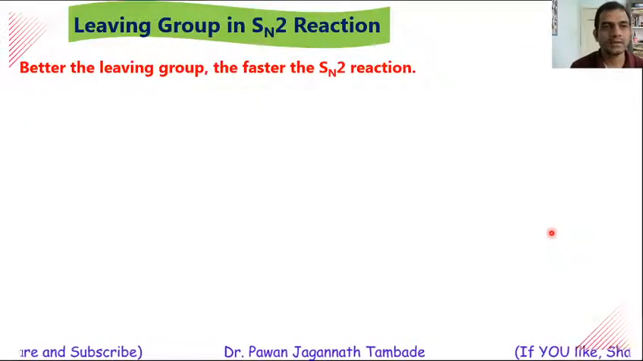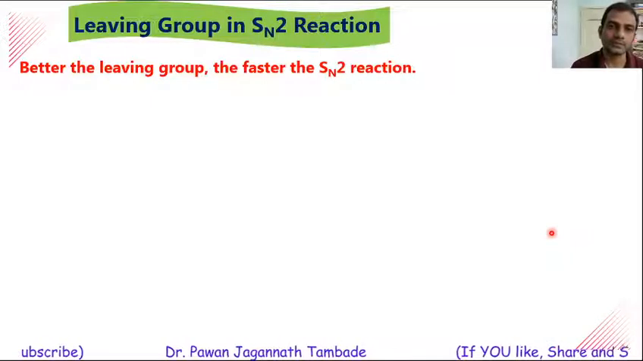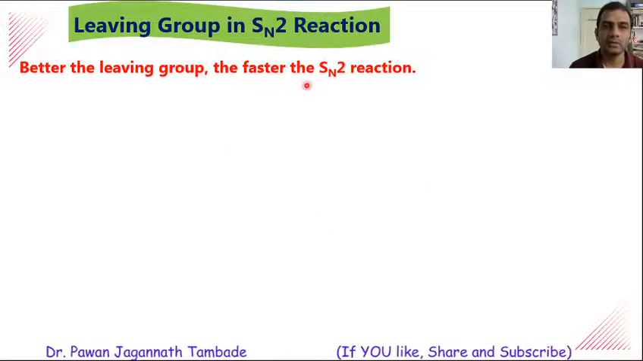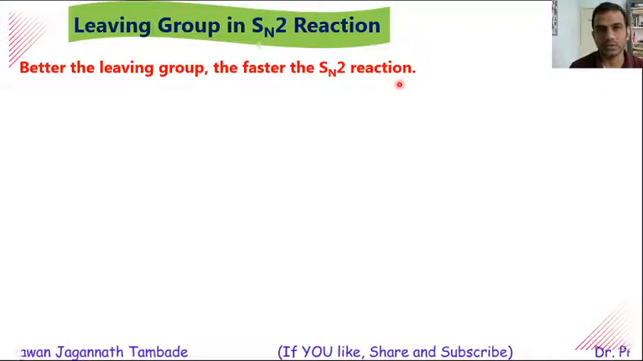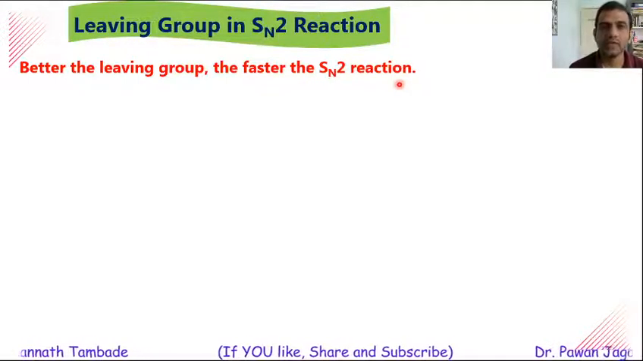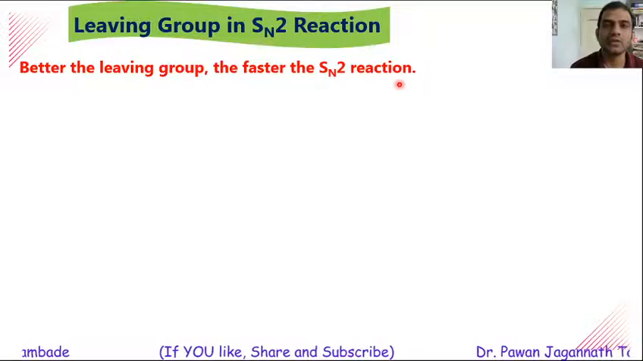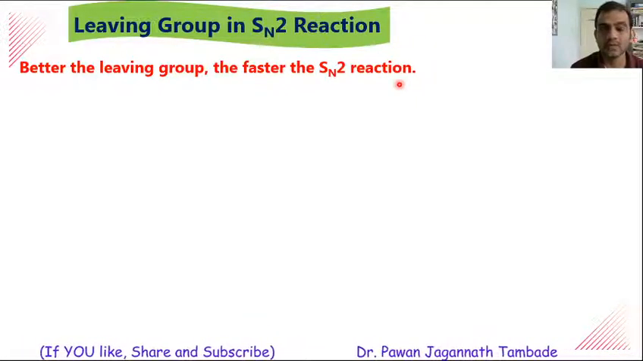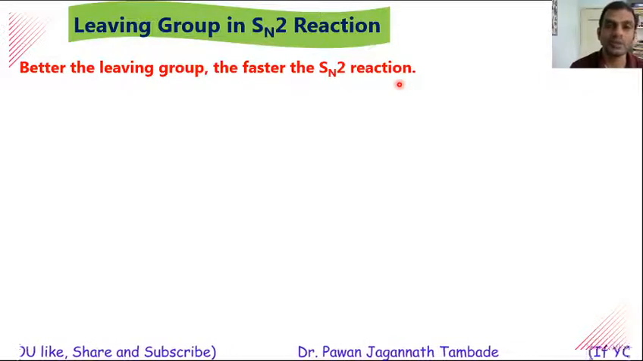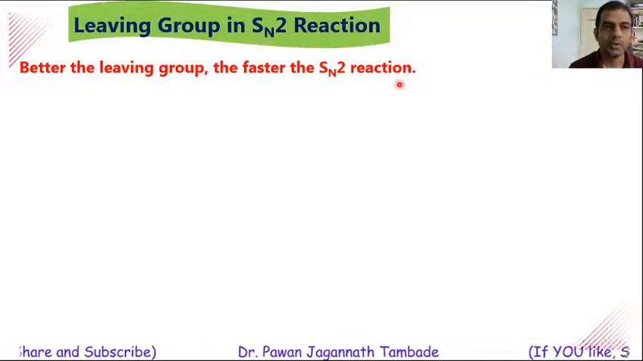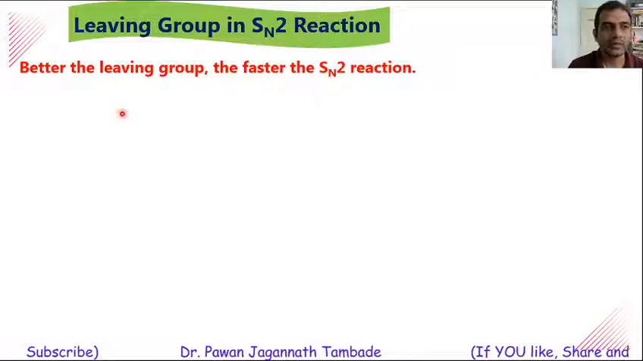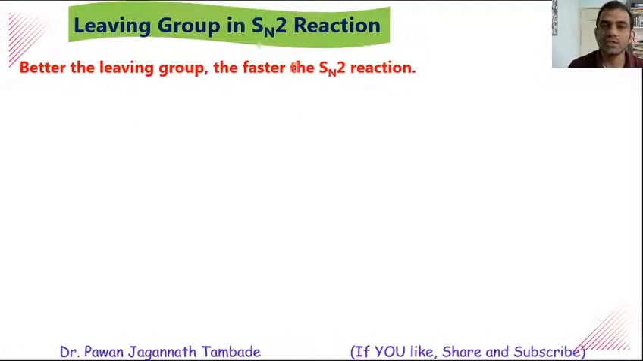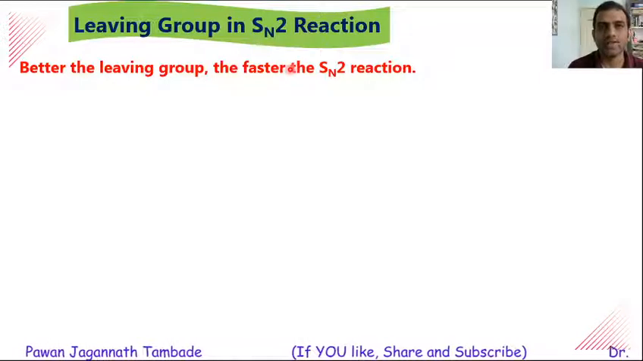Now we will see the leaving group in SN2 reaction. Again, you need to remember one key point: the better the leaving group, the faster the SN2 reaction. In the last video lectures, we saw the tendency of leaving groups. There are certain leaving groups which are better, and some which are poor leaving groups, and so on. So in the SN2 pathway, if the leaving group is better, that is faster, then the SN2 reaction is also faster, and vice versa.